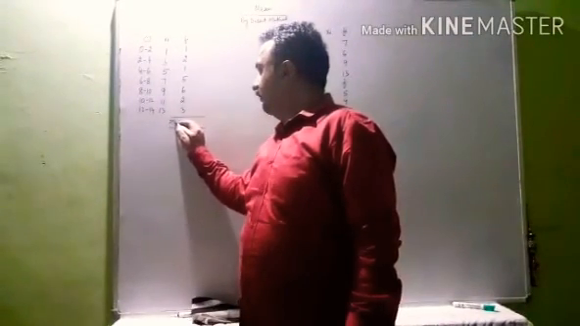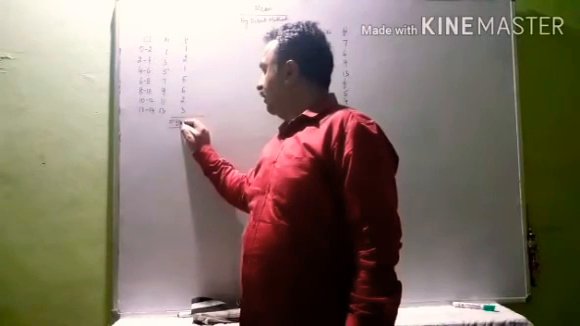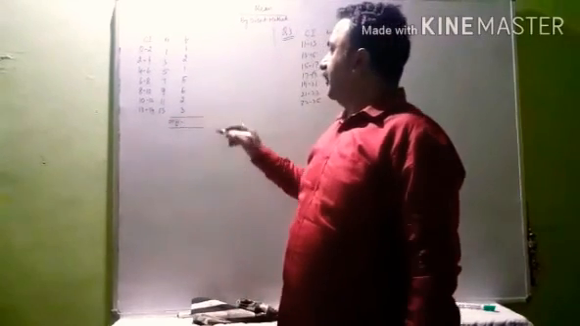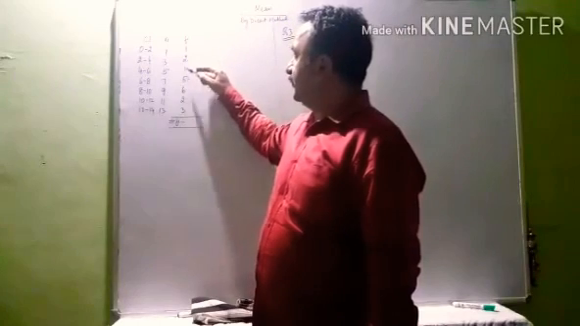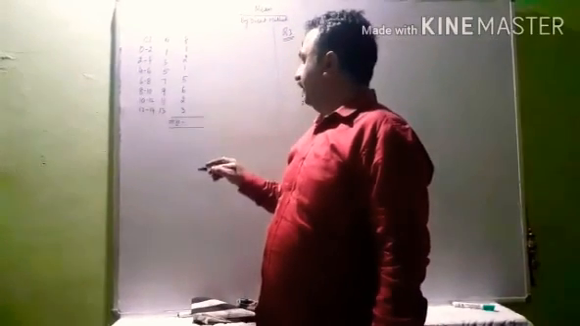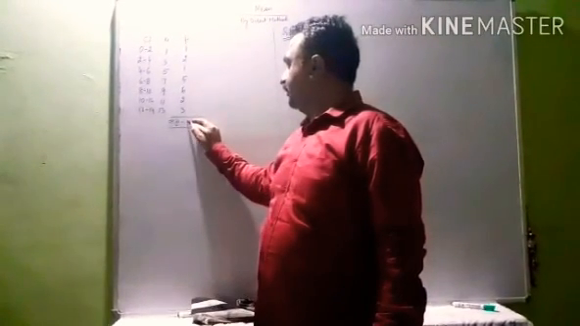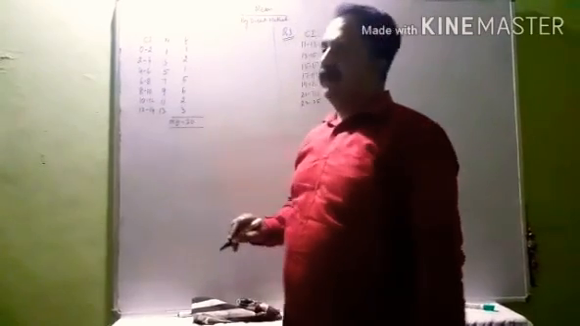The total number of houses, sigma fi. If you add them, 1 plus 2, 3, 3 plus 1, 4, 4 plus 1, 5, 9, 9 plus 6, 15, 15 plus 5, 20 houses were surveyed.